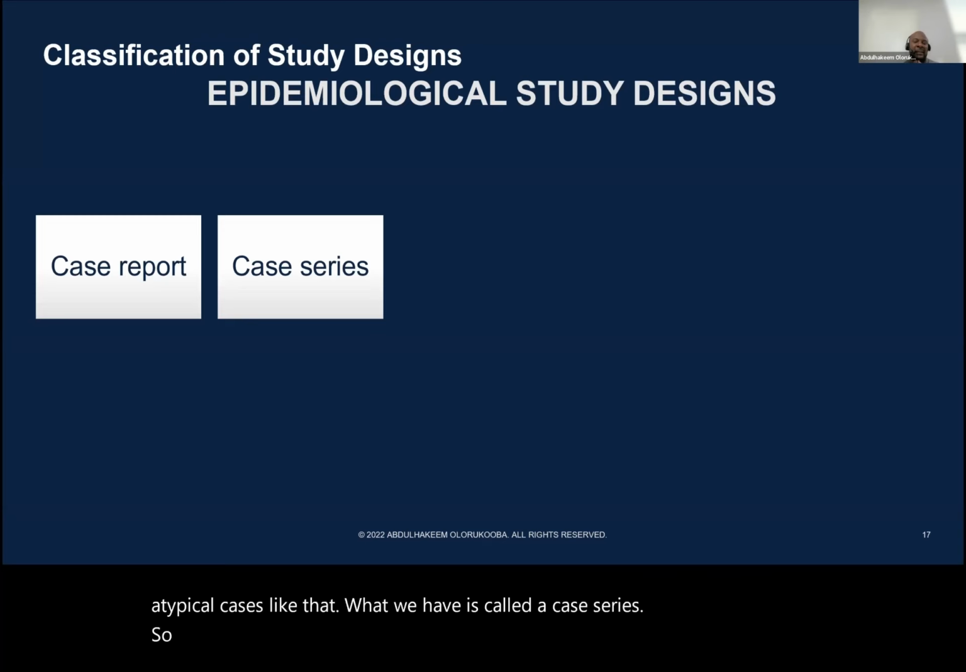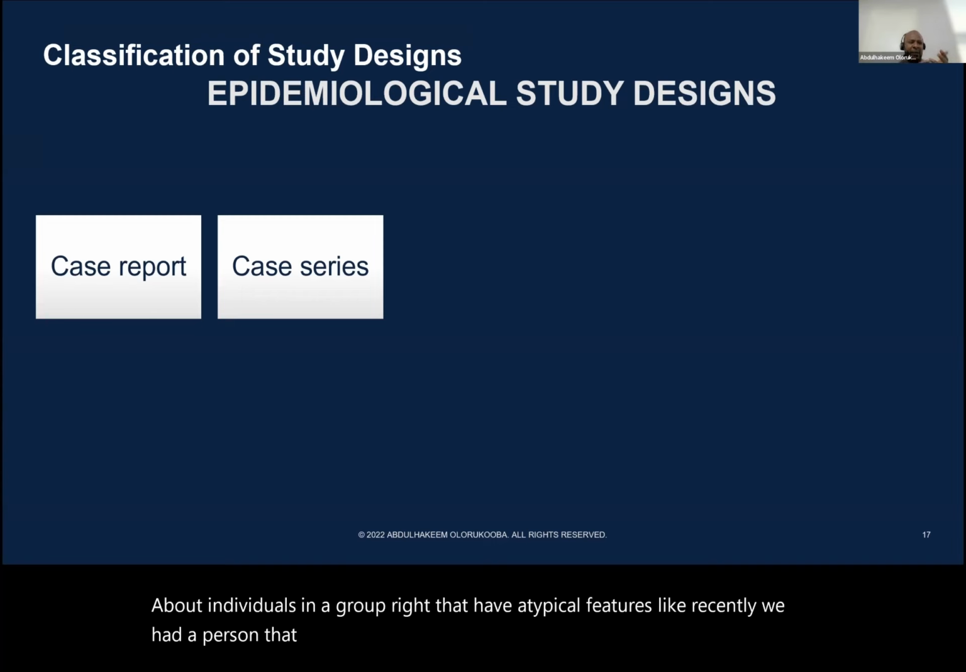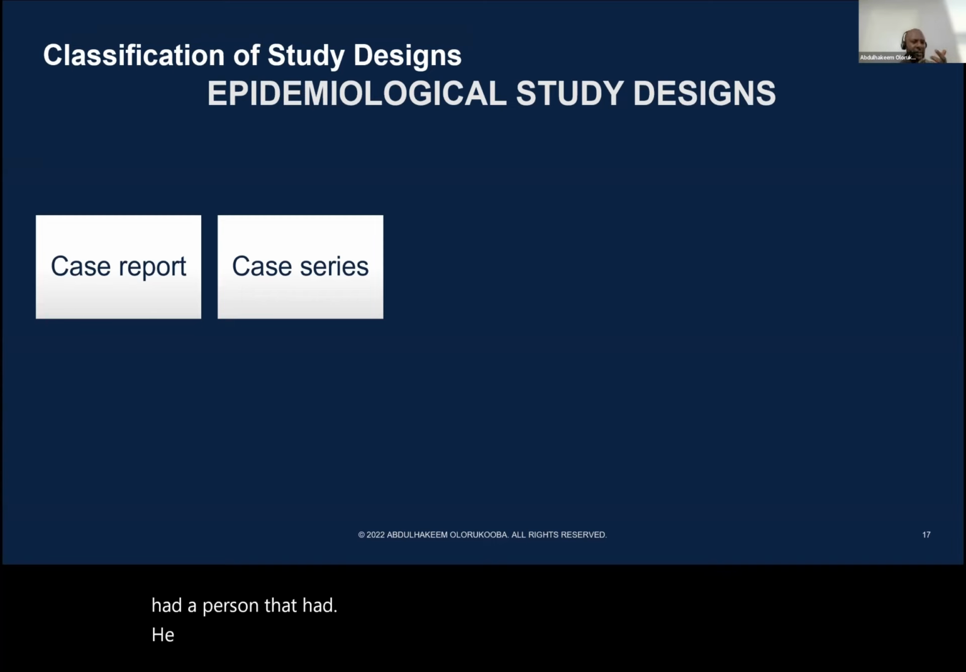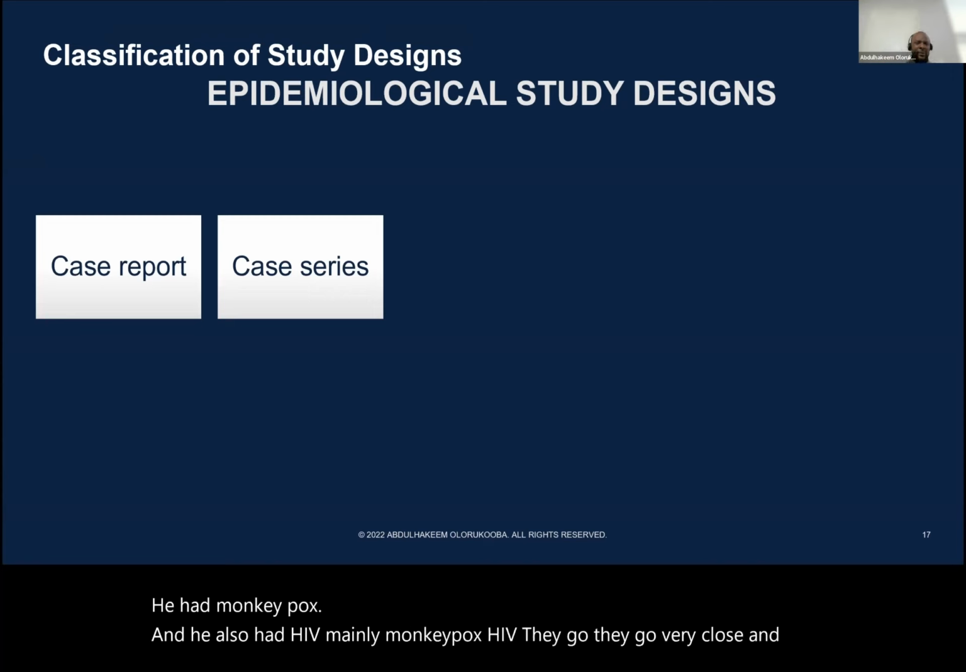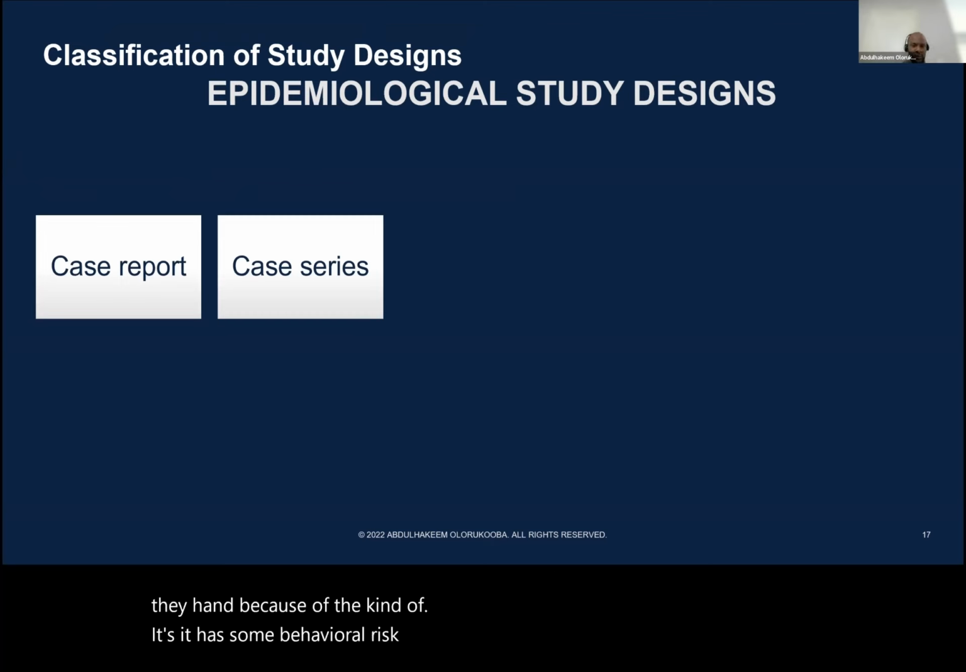So this one reports data about individuals in a group that have atypical features. Recently we had a person that had COVID, monkeypox, and also HIV. Mainly monkeypox and HIV go very close hand in hand because of some behavioral risk factors also. And we had one, two, three, four, five cases of similar nature.